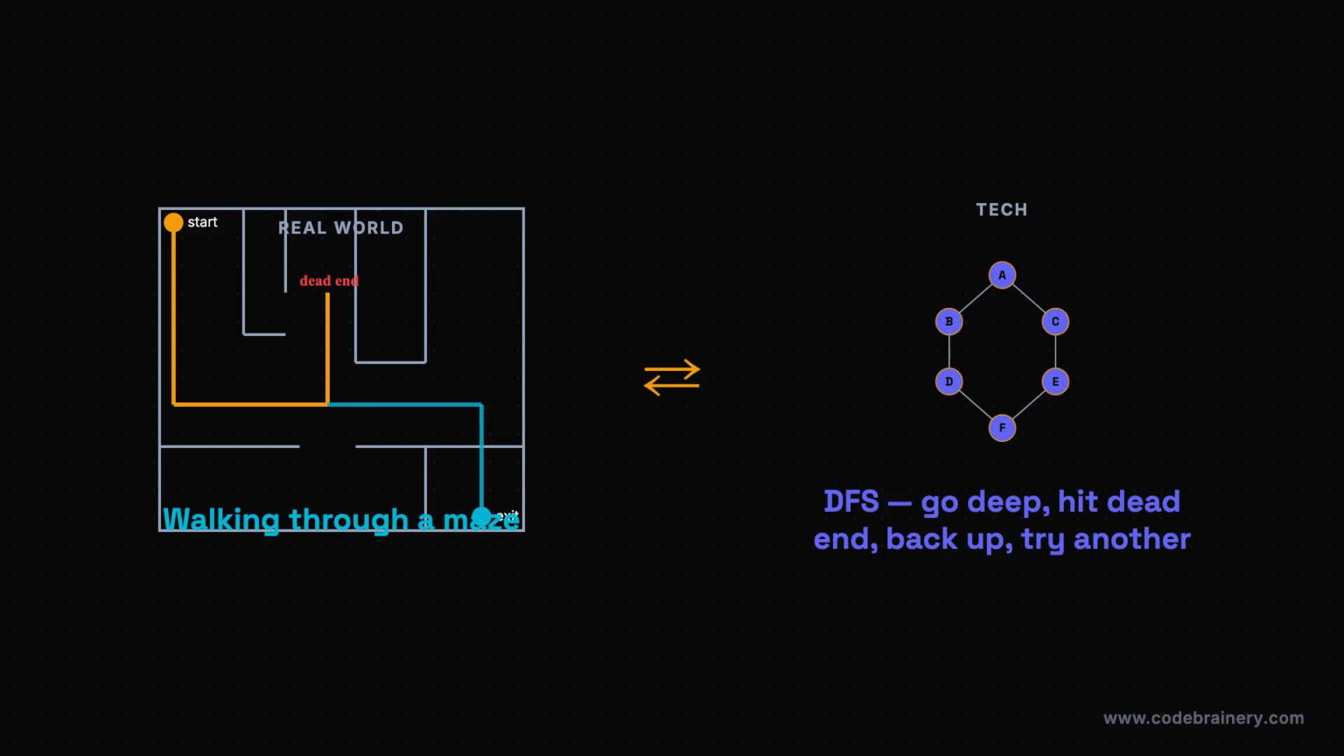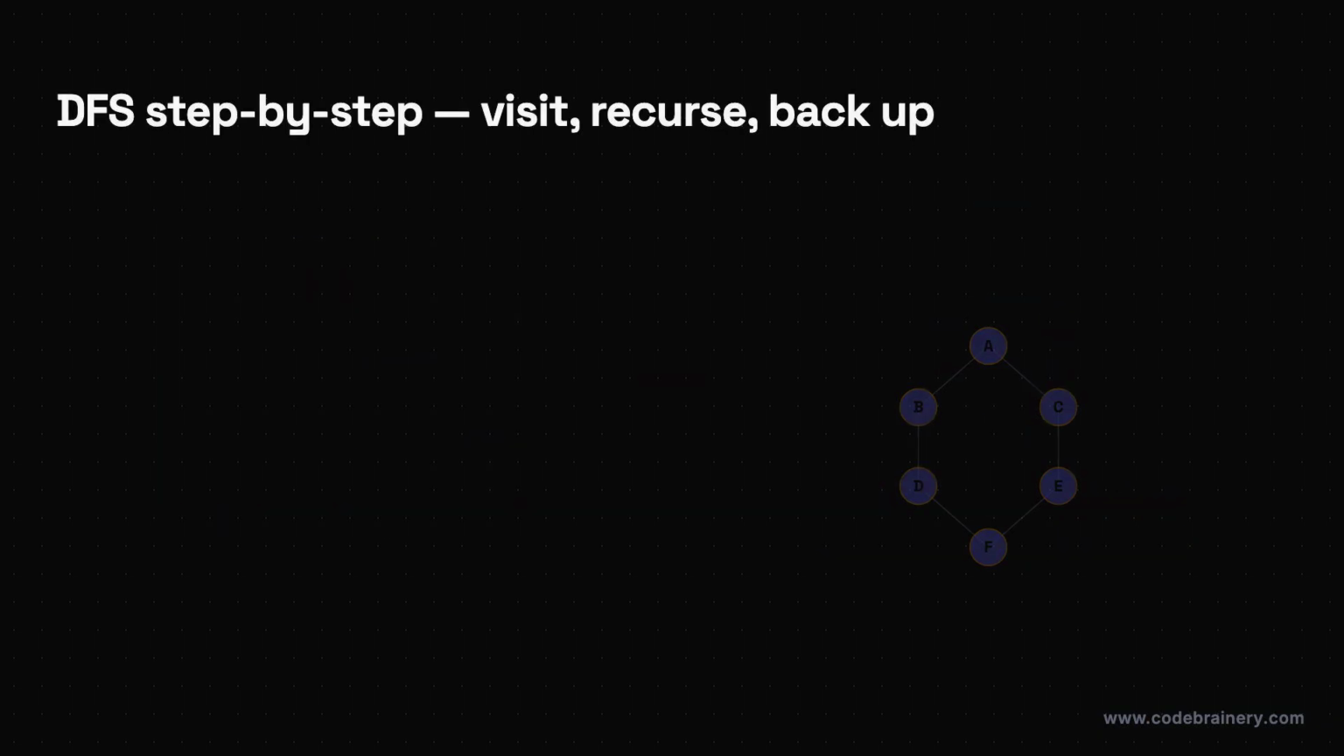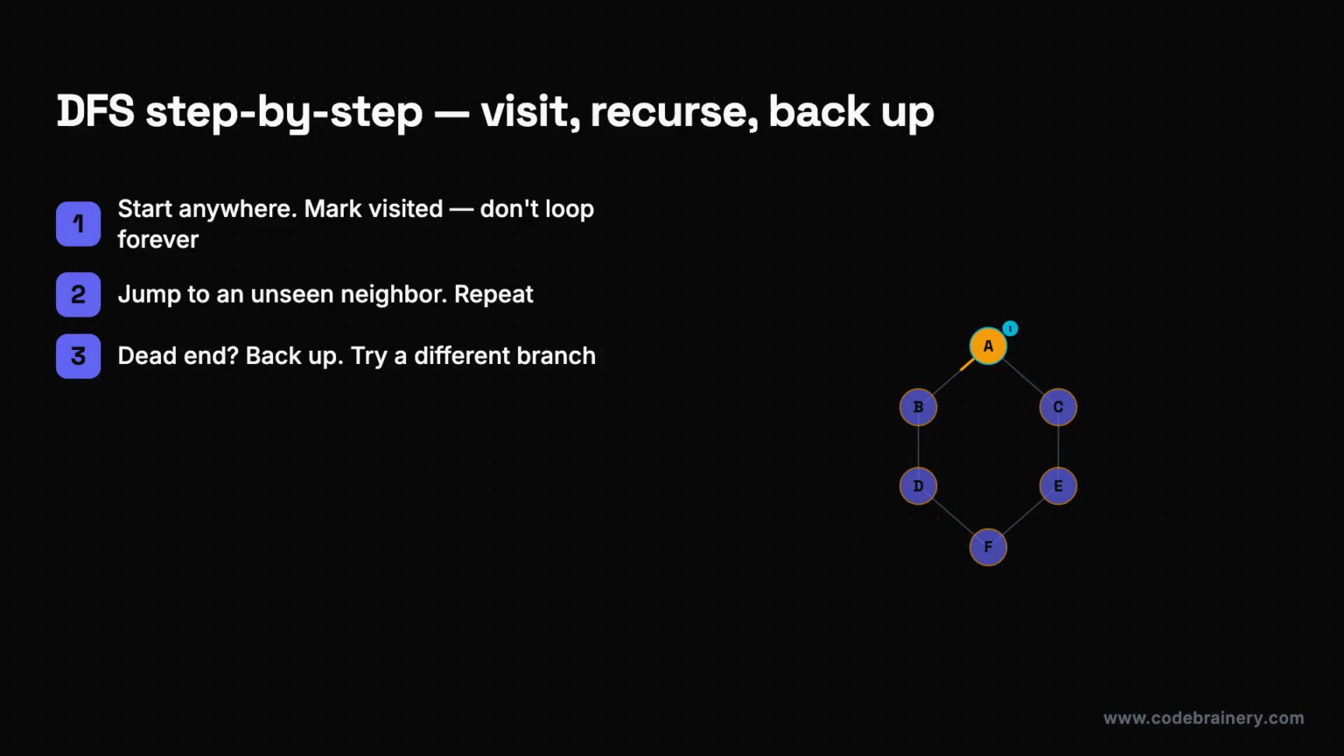Simple idea, powerful tool. Start at any node, mark it visited so you don't loop forever. Now jump to a neighbor you haven't seen yet. Repeat, go deeper, mark, jump. When there's nowhere new to go, back up to the previous node and try a different branch.